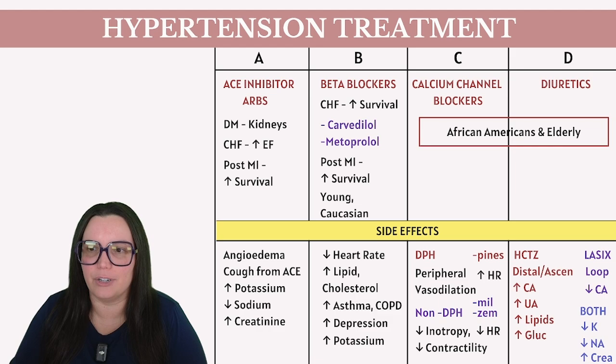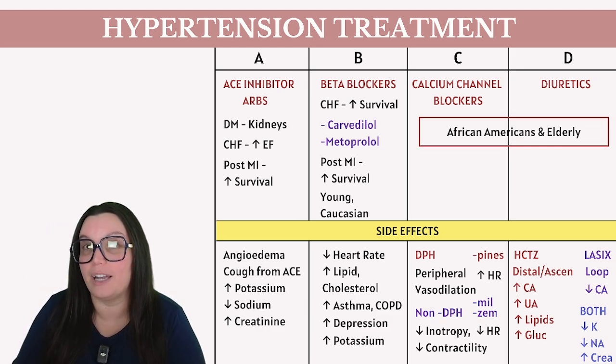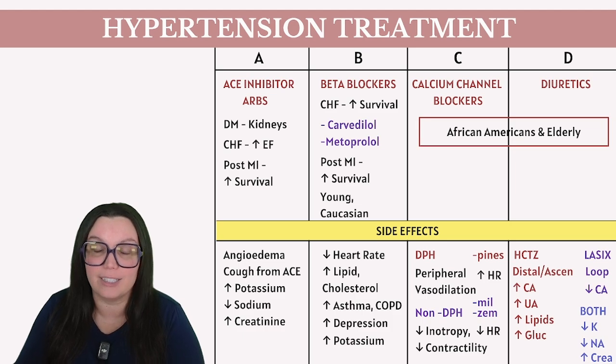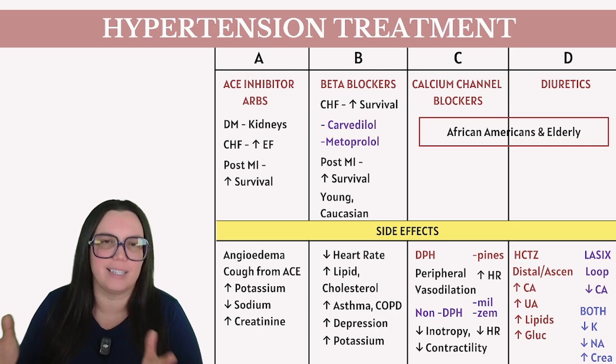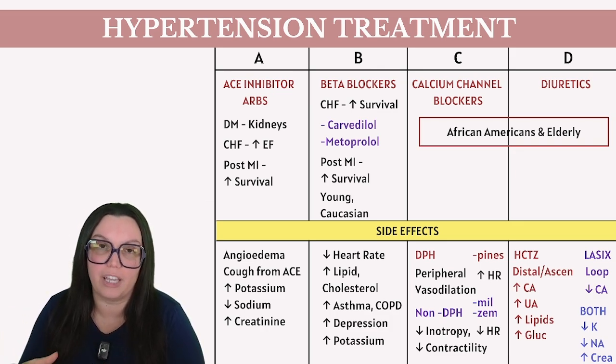Additionally, ACE inhibitors have also been shown to increase survival rates when it comes to post-myocardial infarction, post-MIs. That's just a fancy way of saying heart attack. So we really see a lot of ACE inhibitors being used pretty consistently in the medical setting because they have a lot of really good patient outcomes.